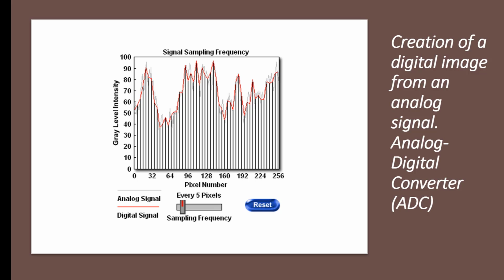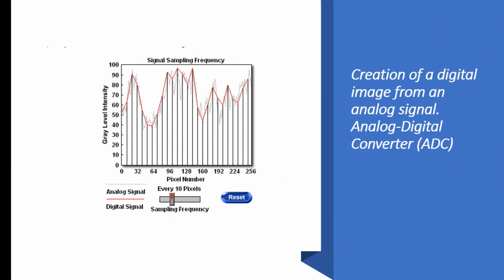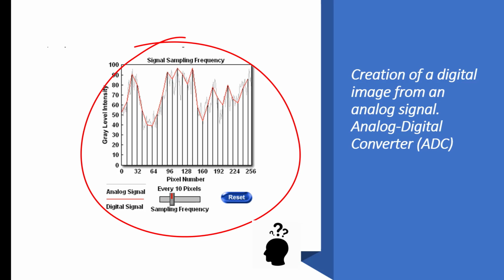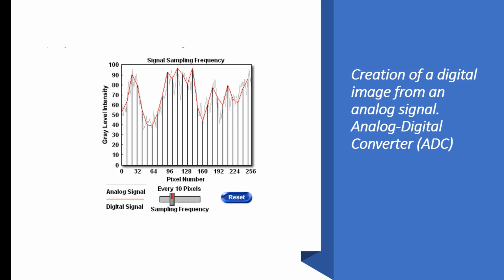This one shows that we are sampling every 5 pixels. On the previous slide, we were sampling every 5 pixels. On this slide, we're sampling every 10 pixels. Are we sampling more or less information? Well, obviously, we are getting less information because we're only sampling every 10 pixels.